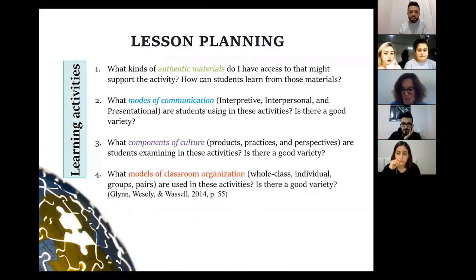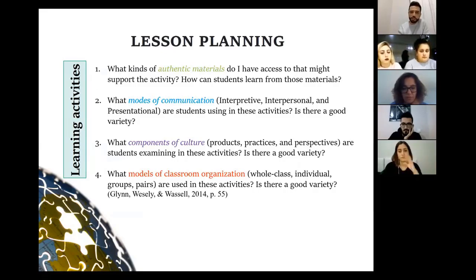And the last question is, what models of classroom organization are used in the classroom activities? And also there is a good variety. So in terms of models of classroom organization, is it a whole class activity, individual, group, or pair work activity? Or do I just stick to one of these organizations and then ignore the rest? Or do I provide a good variety in terms of classroom organization?